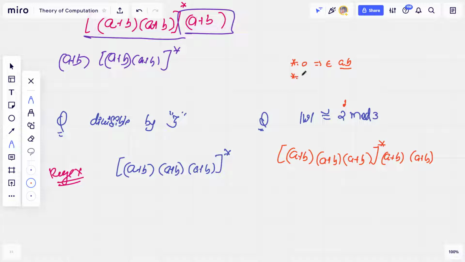Similarly, if star is 1, the string length will be 3. Let's say it is ABA. Then I'll append 2 more characters, let's say AB. So it will be a 5-length string, right? Eventually, I'm going to append 2 extra characters, which will make the remainder 2.